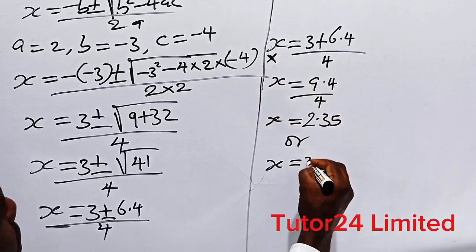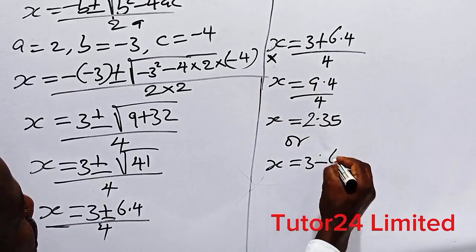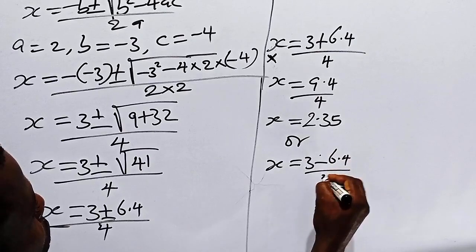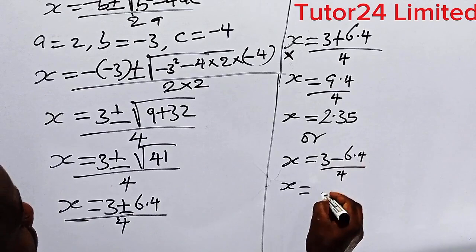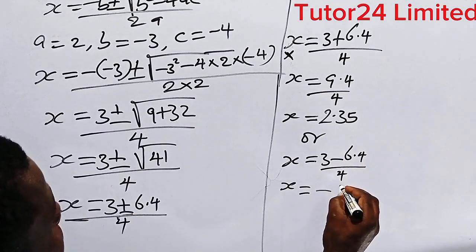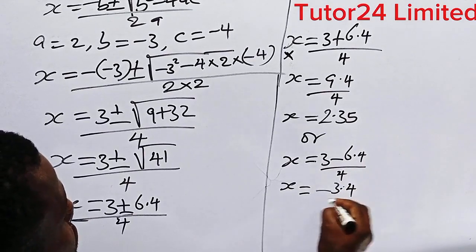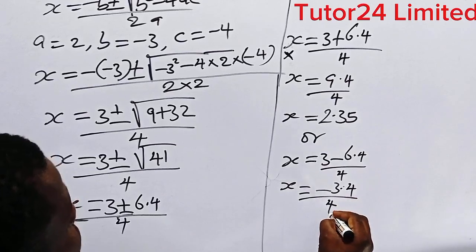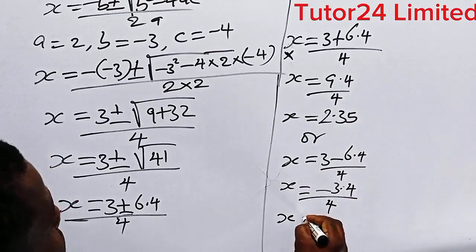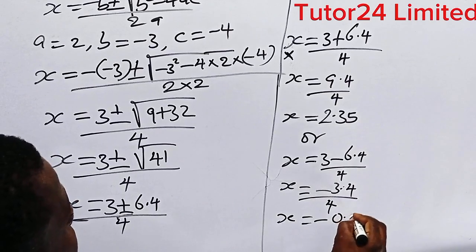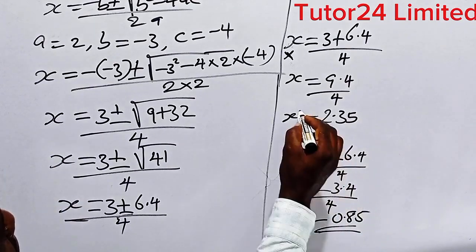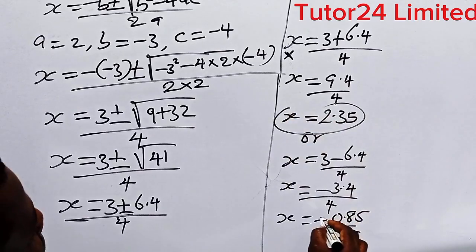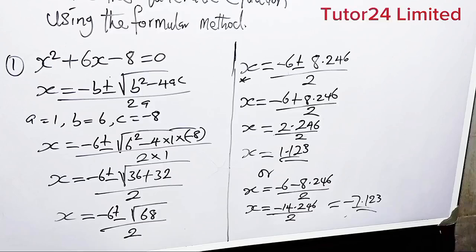So if you subtract this from this, you have a negative sign, minus 3.4 over 4. Now if you divide this out, you have minus 0.85. So either x is this value or x is this value.